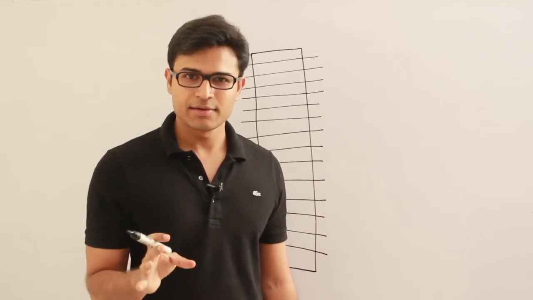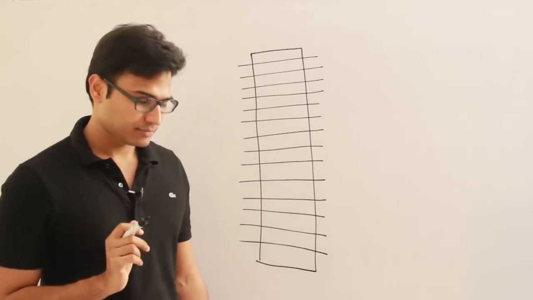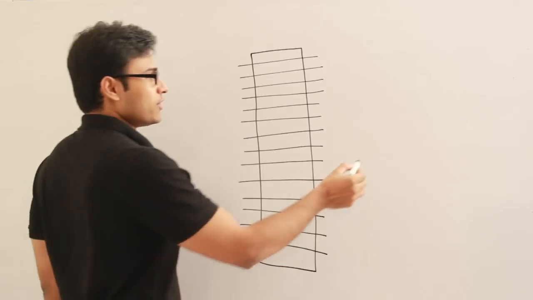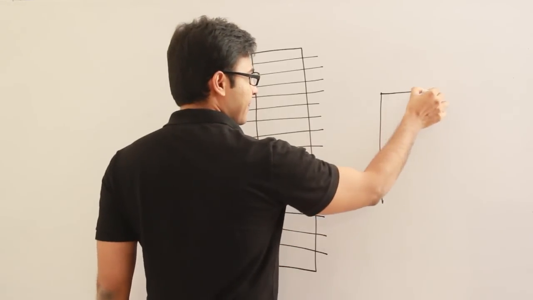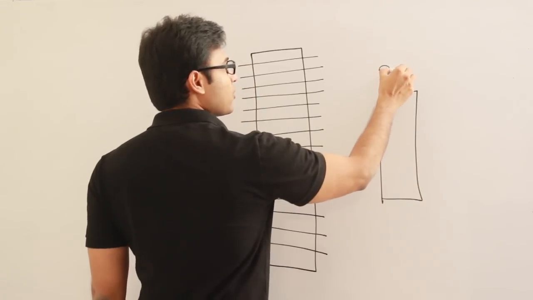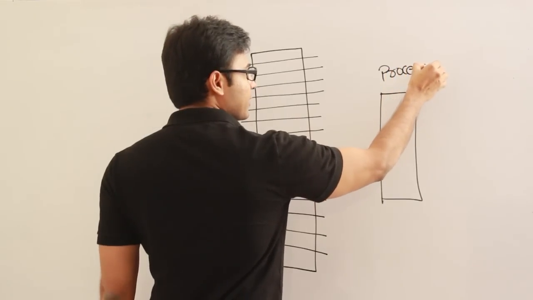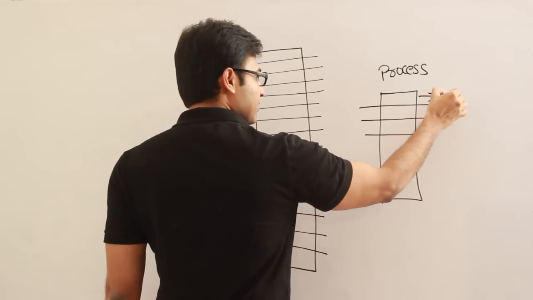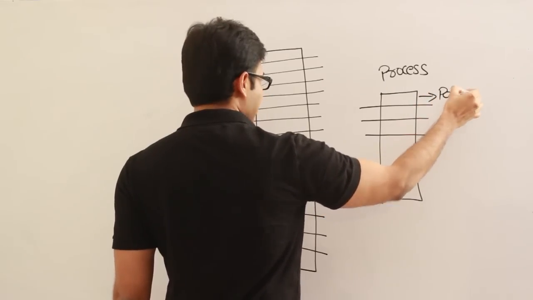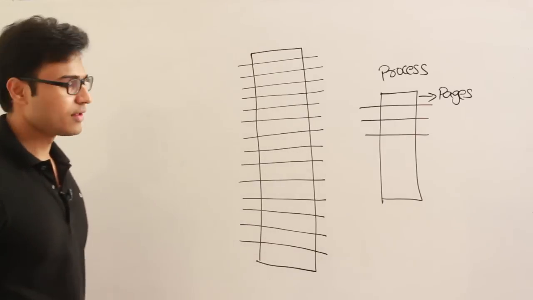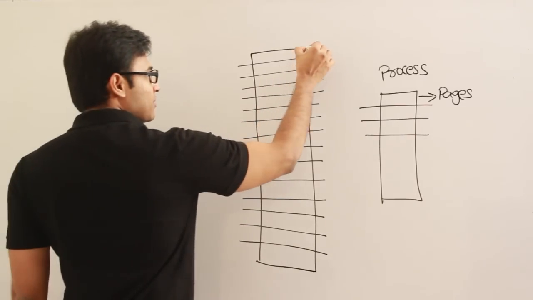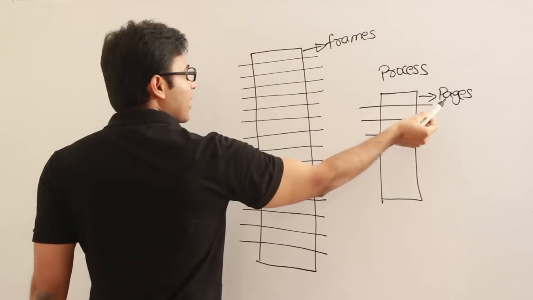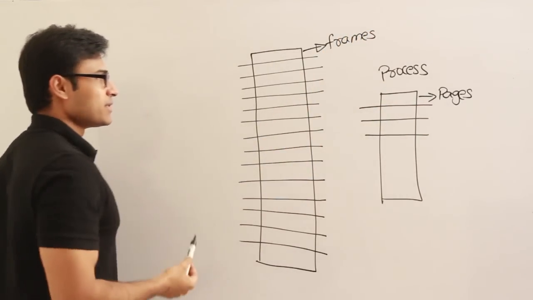Now exactly the same way, when we were discussing paging, I told you that the process is divided into pages, right? We didn't actually divide it, we assumed that, okay? And then we assumed that the main memory is divided into frames in such a way that a page can fit in one frame, isn't it?